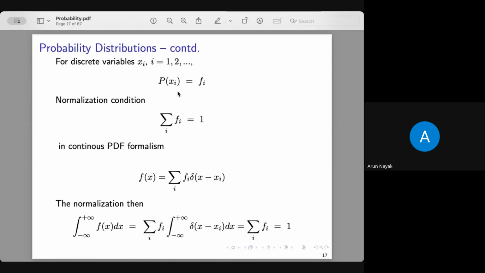So you can write the discrete distribution in terms of the continuous PDF formalism, that you can rewrite f of x to be basically the sum over i of f of i times the delta function. Then if you do the integration of f of x dx, you can write the sum over i of fi times the integration of the delta function, that gives you 1 only when x is equal to xi. So that makes again the same normalization condition, so these two are equivalent.